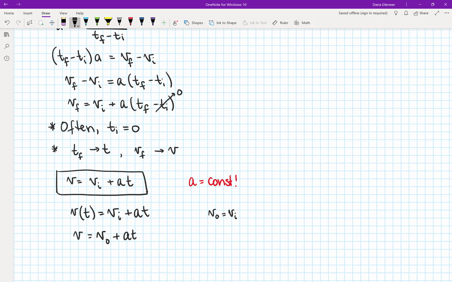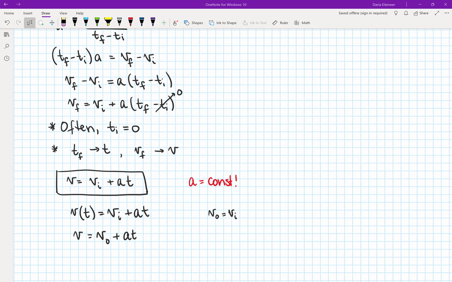So I'm going to leave it up to you to choose which one works best for you. So for me, I use v0 when an object is at 0, and I use v initial for any other starting point throughout the process of motion. We're going to do a couple of problems when we get to that, so then you will see what I mean by that.